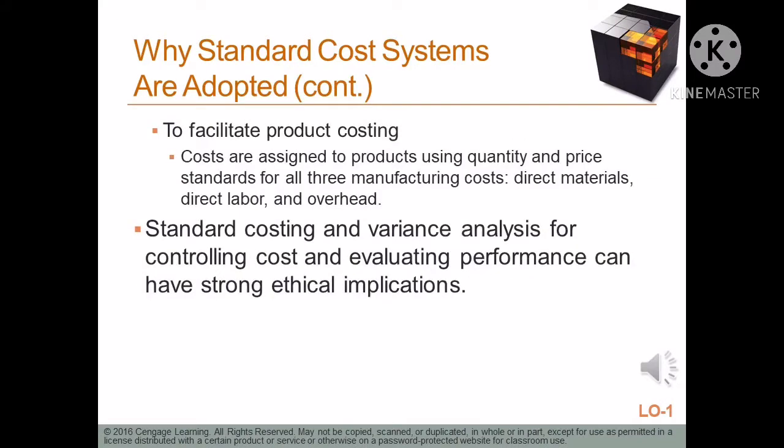Second reason, to facilitate product costing. Costs are assigned to products using quantity and price standards for all 3 manufacturing costs, which are direct material, direct labor, and overhead. Standard costing and variance analysis for controlling costs and evaluating performance can have strong ethical implications.